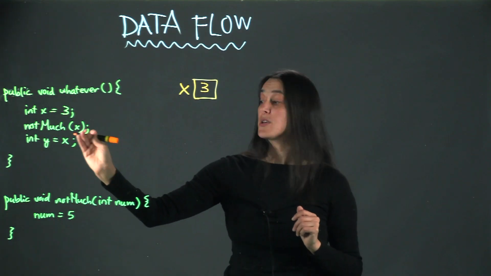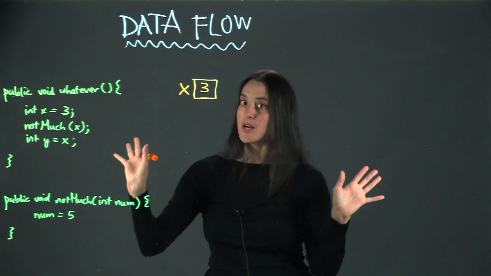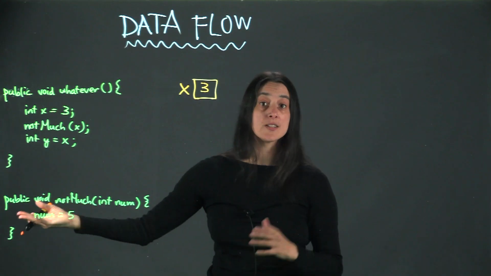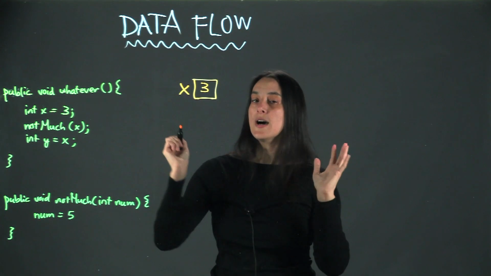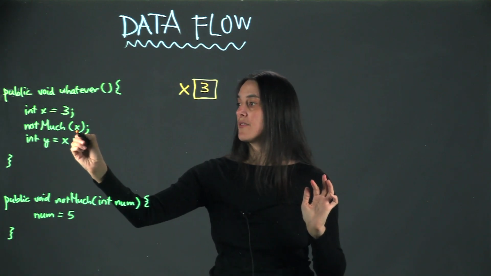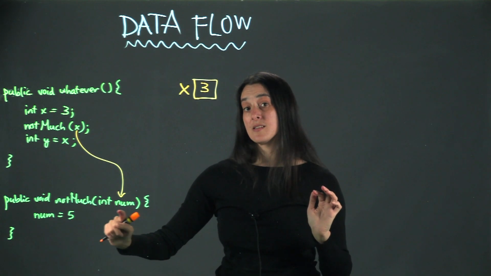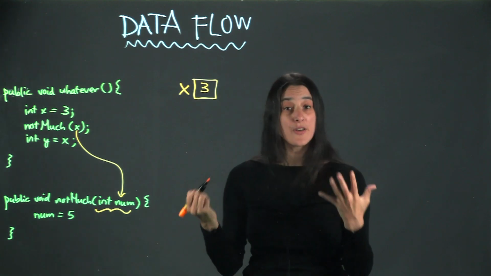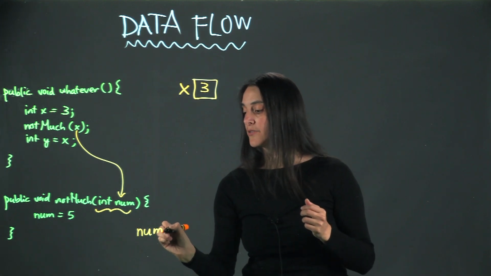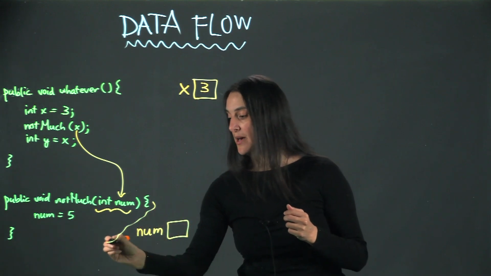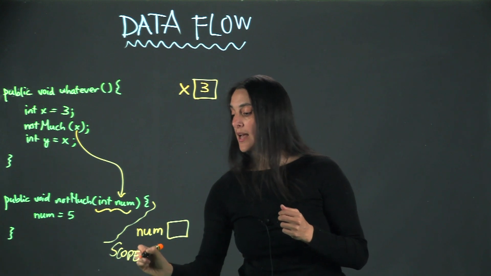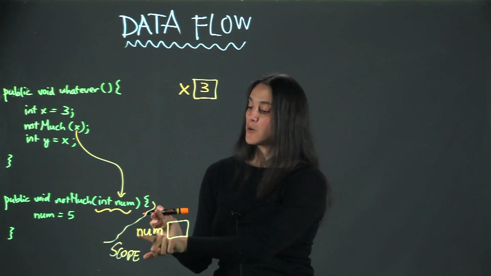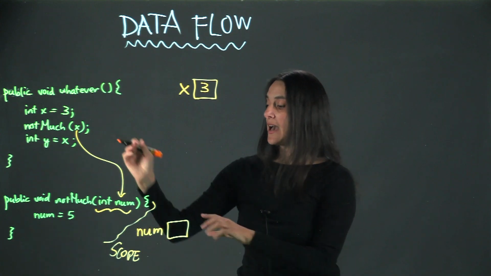The next thing that happens is that we call this method called not much, because it doesn't do very much. The only thing this method does is take a parameter and change the value of the parameter to 5. Mechanically, this value of x is piped into this new variable. This parameter declaration is actually a variable declaration. It makes a little variable that's in the scope of this method, meaning it only lives as long as this method is alive. So it makes a little variable called num.